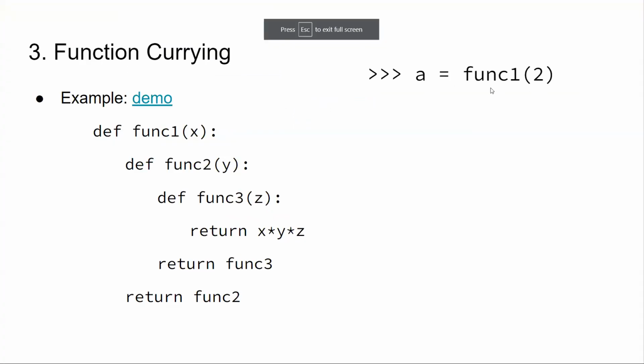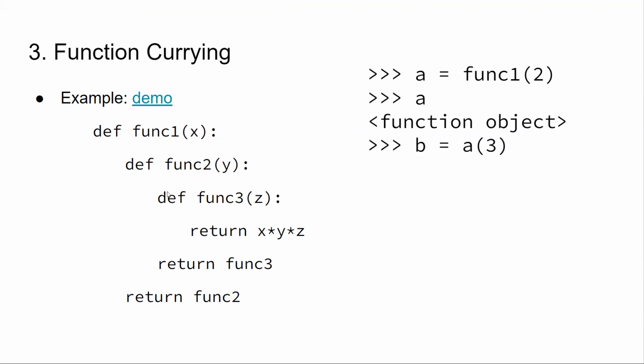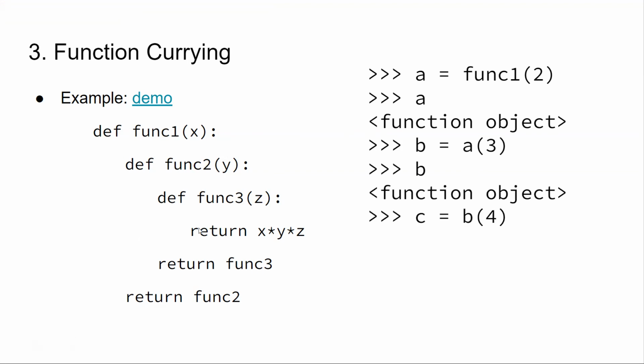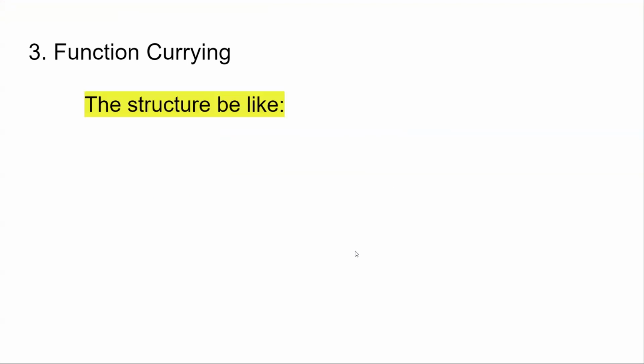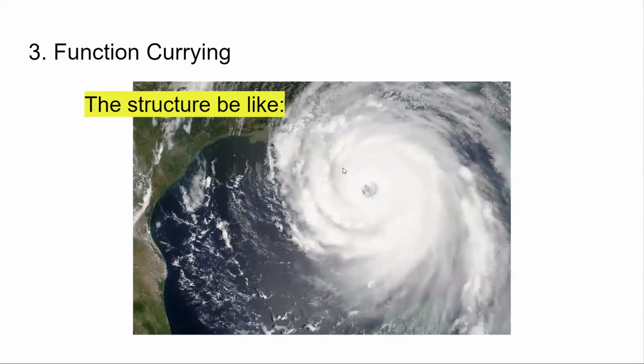So A is func1, 2. So it's the function func2 function object. B is also a function object, because A is function 2 and returns function 3. So function, and C, maybe there's another function? Not really. I get the return here. So it's 24.